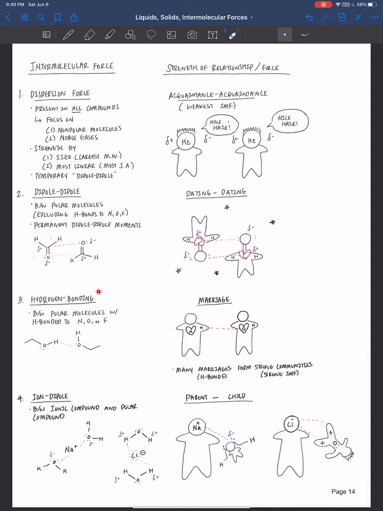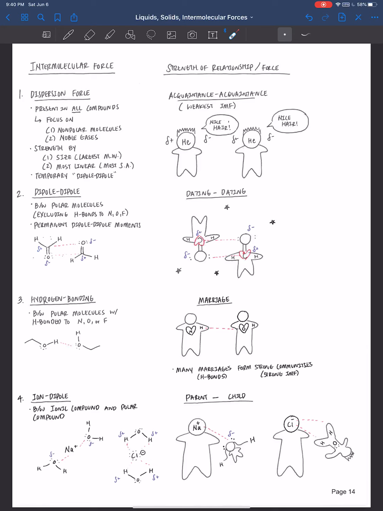All right, now we have hydrogen bonding, and this is still between polar molecules, but the hydrogens bonded to nitrogen, oxygen, or fluorine, right? And this is generally stronger than dipole-dipole. That's why it's in its own little category here. You can think of this as a marriage, right? It's a little bit of a stronger commitment than if you were just dating someone in the early parts of dating, right?